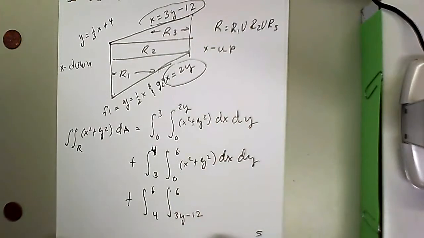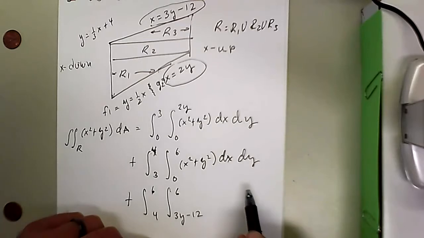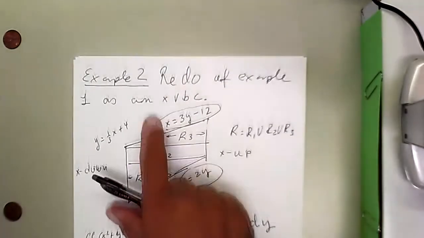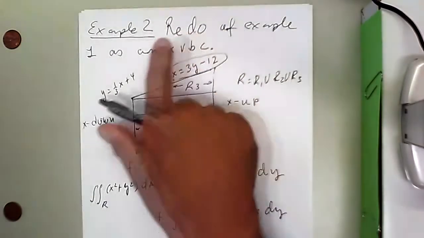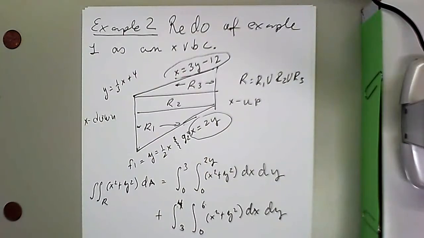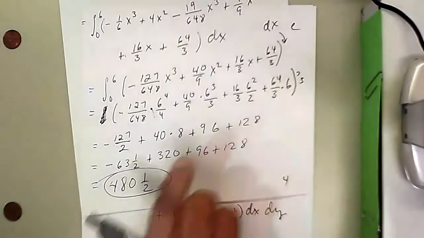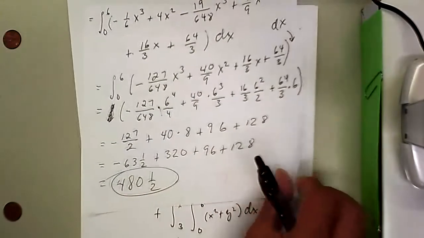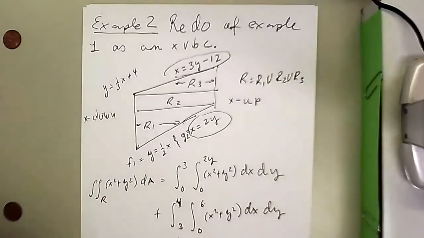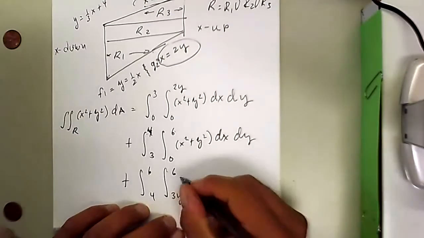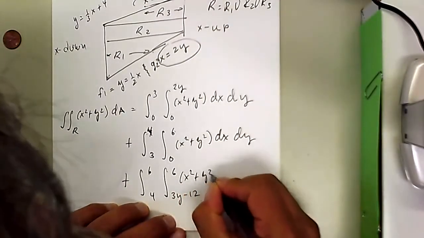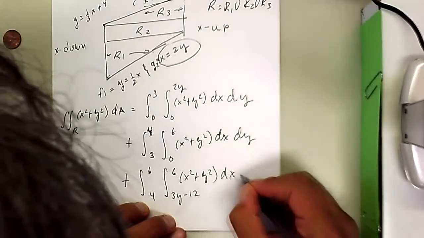And there's one other reason, there's at least two. We should obtain the same answer. We should obtain 480.5 because we are redoing the example. And the answer we got is still here, 480.5. 480.5 is the exact answer. Let me finish this up. x squared plus y squared, dx dy.